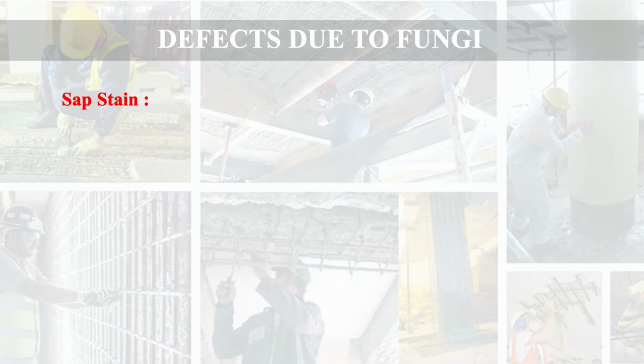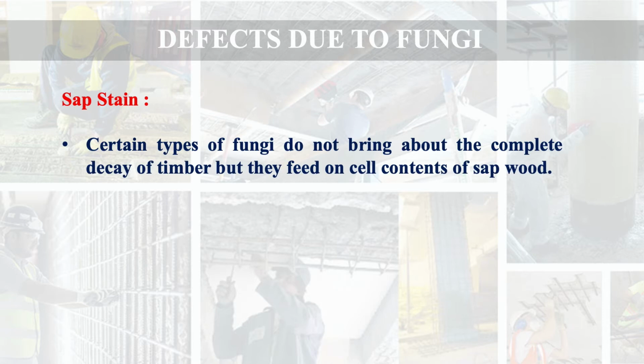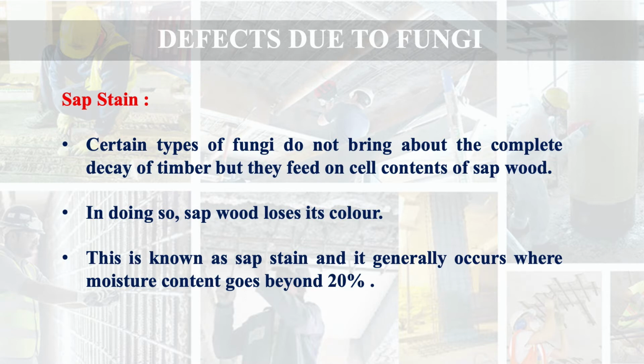Now let us move to the sap stain. Certain types of fungi do not bring about the complete decay of timber, but they feed on cell contents of sapwood. In doing so, sapwood loses its color. This is known as sap stain and it generally occurs where moisture content goes beyond 20% or so.